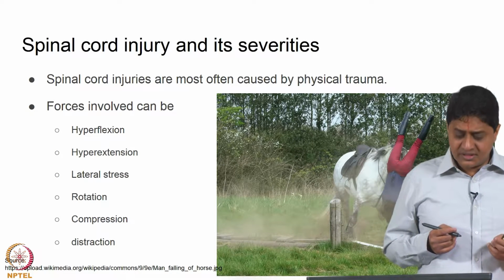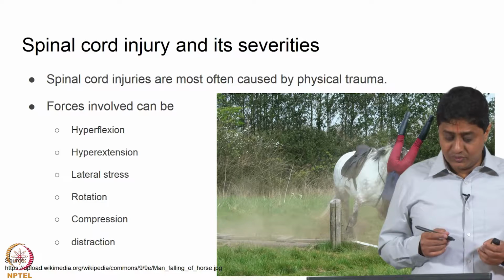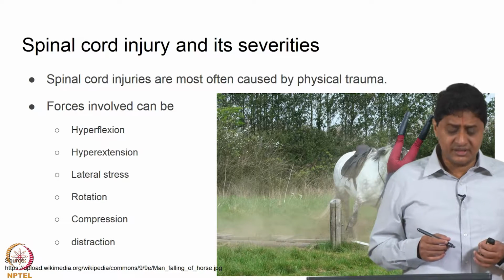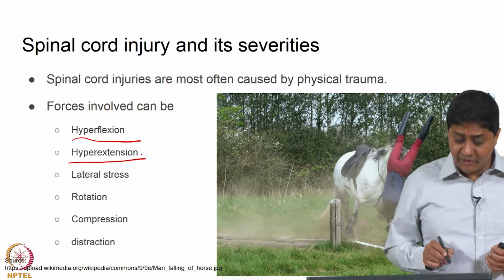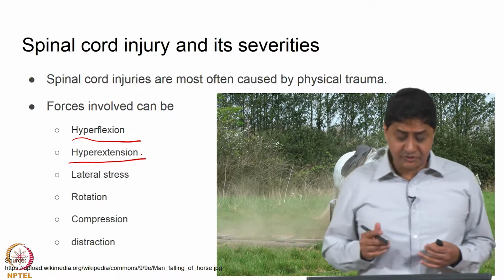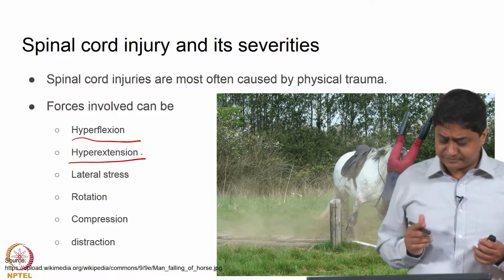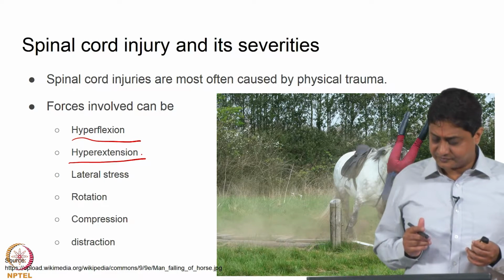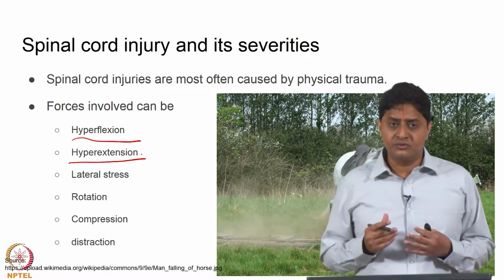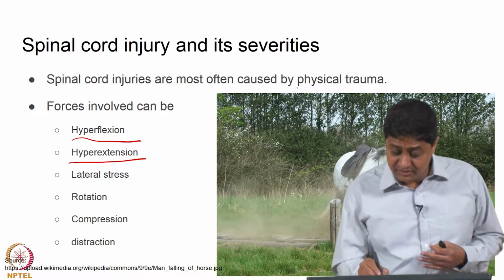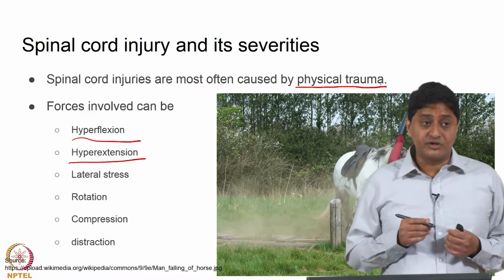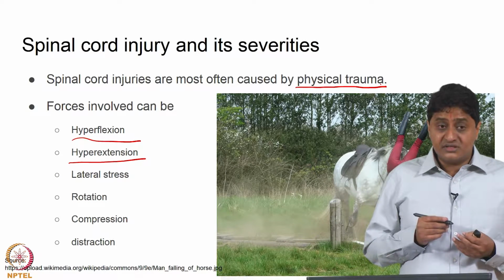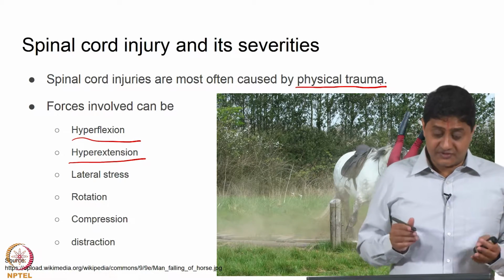What could cause this? It could be due to forces that are exerted in such a way that they cause hyperflexion, hyperextension, stress in the lateral direction, rotation, or too much compression. Any of these could lead to physical changes to the integrity of the vertebral column and the spinal cord. This has tremendous consequences for these individuals.